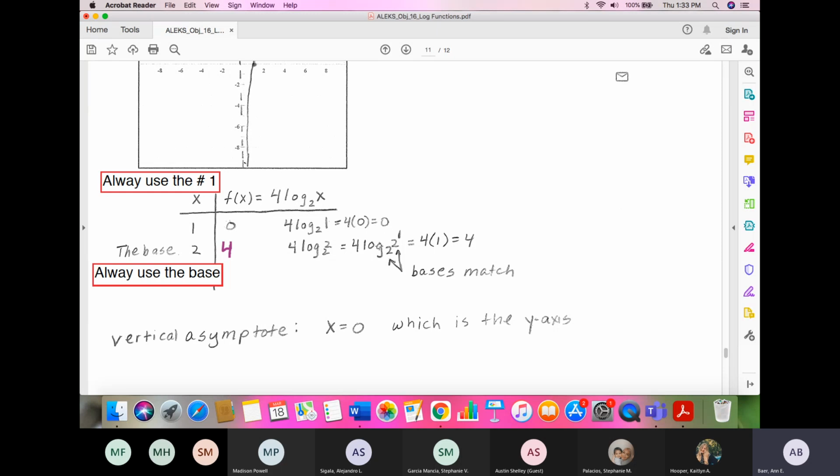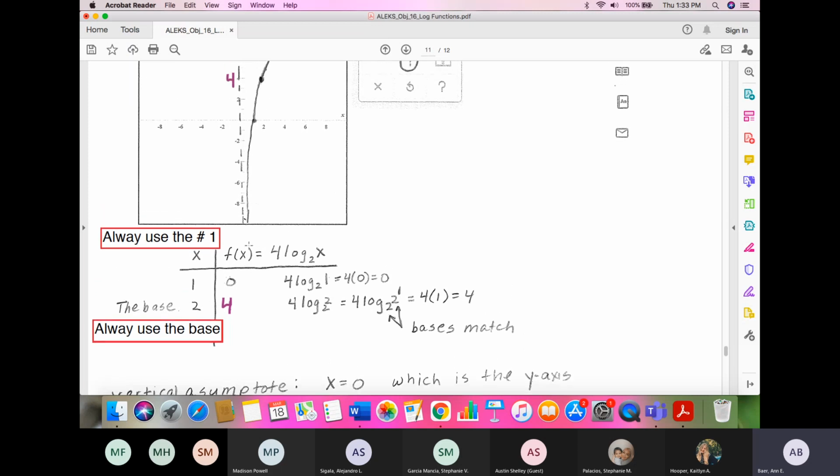So now this is 4. All of this right here, because of the matching bases, turns out to be 1. So we multiply these two together. This is 4 times 1, and it turns out to just be 4.